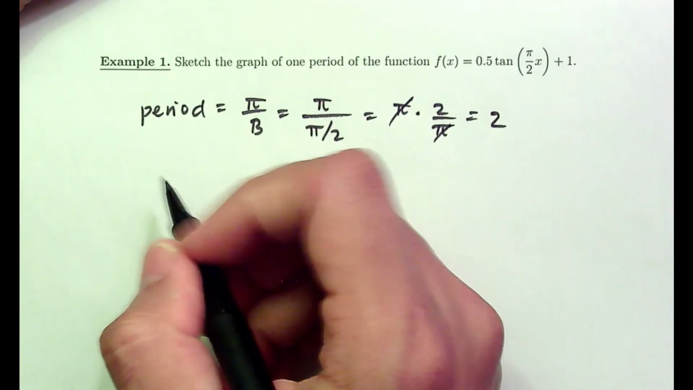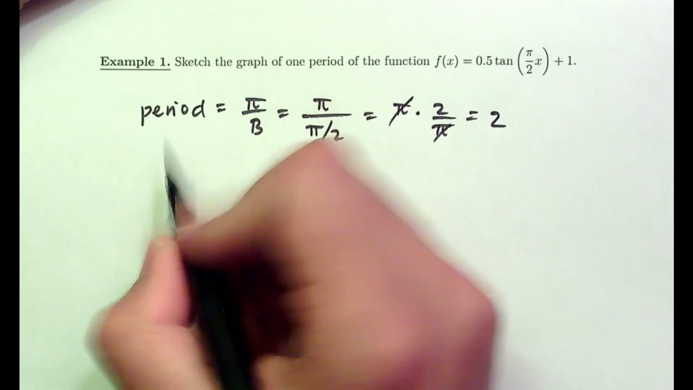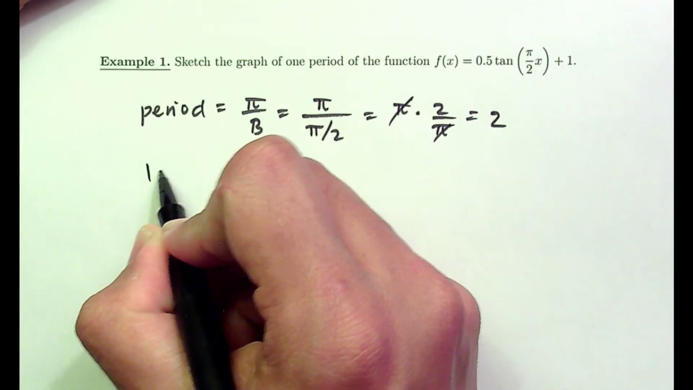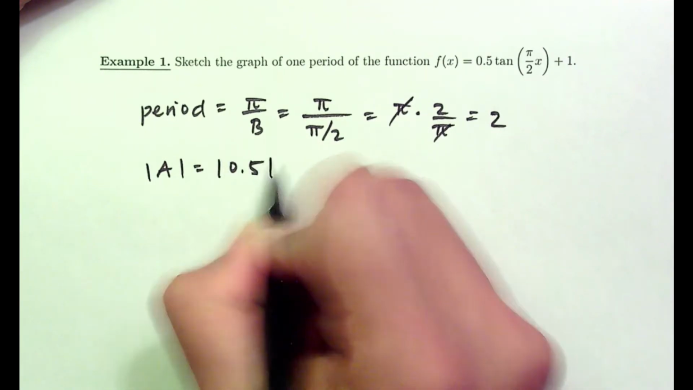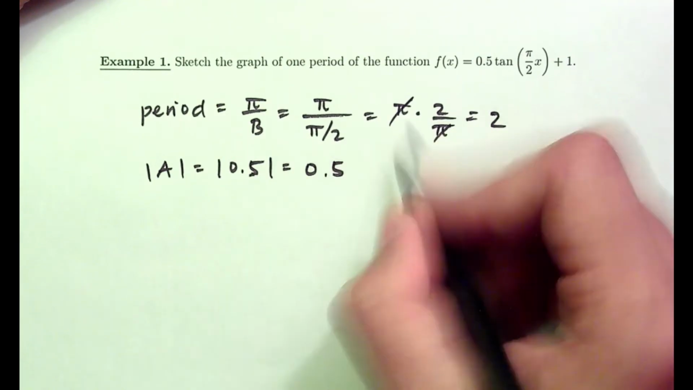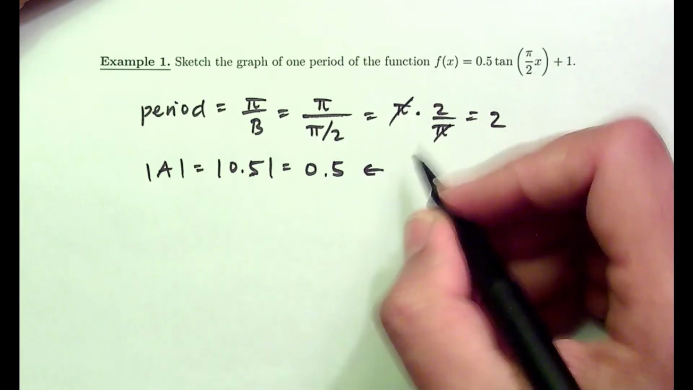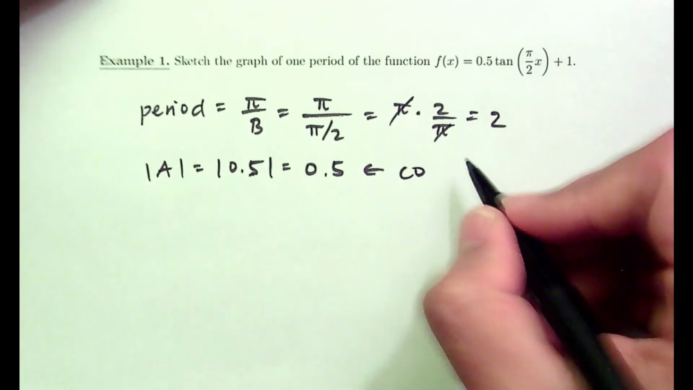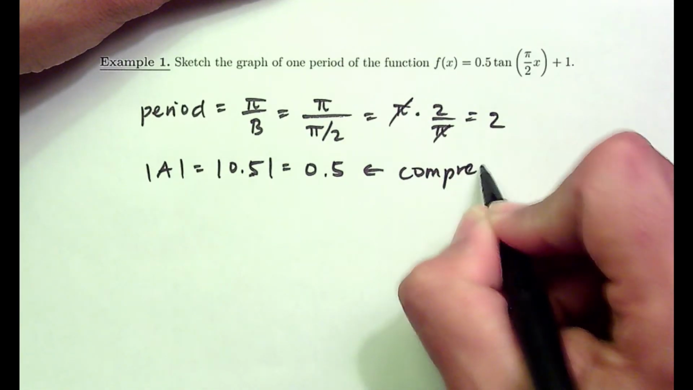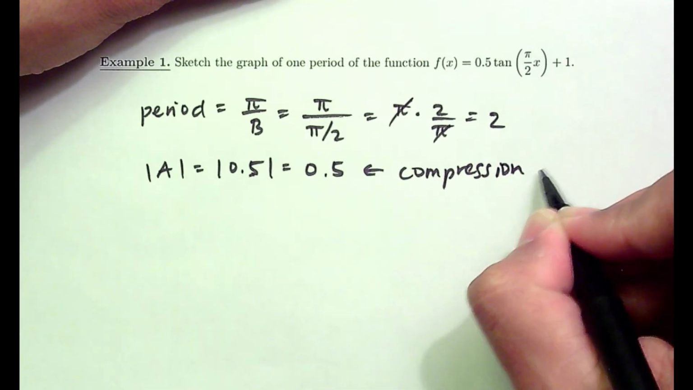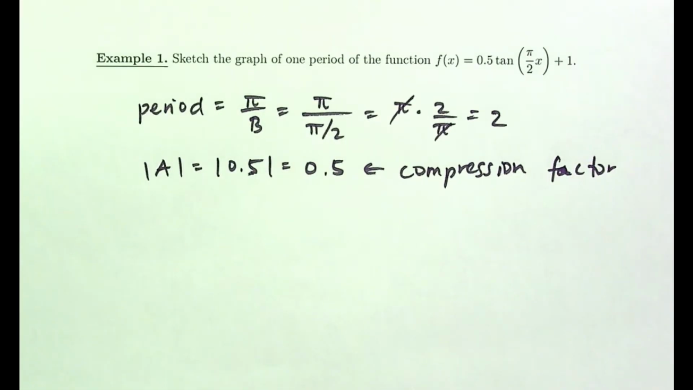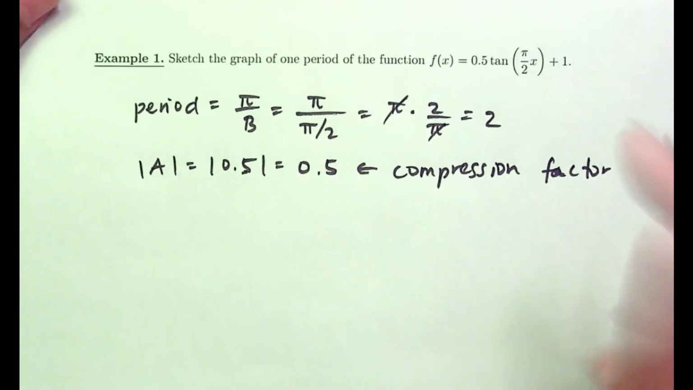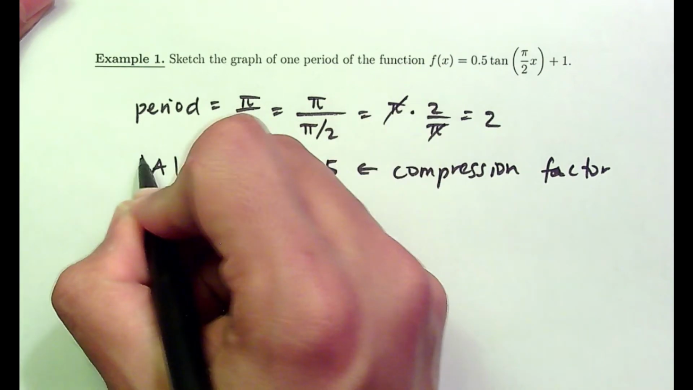You can find the stretching factor. You don't really need this, but they might ask about it on the homework, so let's do it. The absolute value of A is the absolute value of 0.5, which is 0.5. Again, this is a stretching factor, but because it's less than 1, it is called the compression factor. So absolute value of A is either a compression or stretching factor. So the graph is being shrunk a little bit.